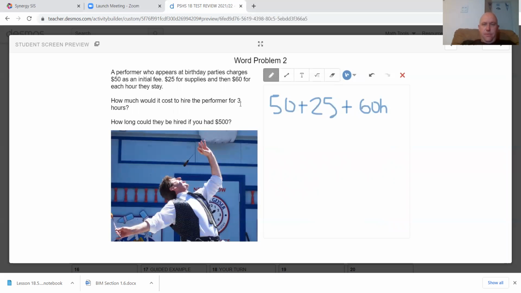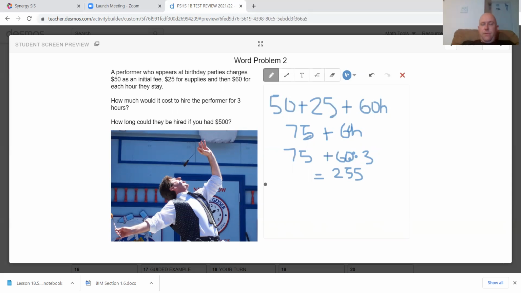How much would it cost to hire the performer for 3 hours? Now, I could actually simplify this straight away. 50 plus 25, I know that's 75. So I'm just going to go ahead and put 75 in here straight away. So how much would it cost for 3 hours? So I will just substitute in H as 3. 75 plus 6 times, not 6, 60, whoops. $6 an hour would not be very much. Times 3, there we go. And then you can obviously just use your calculator for this one. 180 plus 75 is 255. I hope. Check on the calculator.